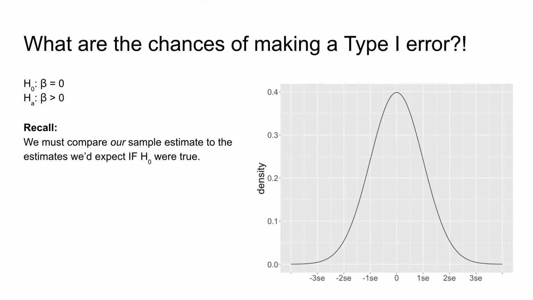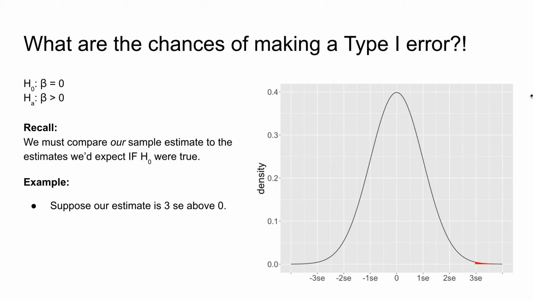Recall that to test these hypotheses, we must assume that the null hypothesis is true and put the burden of proof on establishing the alternative. We then must compare our sample estimate of beta to the estimates we'd expect to observe if the null were true. In this case, the central limit theorem suggests that if beta were actually 0, as suggested by the null hypothesis, then the sampling distribution for all possible sample estimates of beta would be normally distributed around this value of 0, with some standard error.